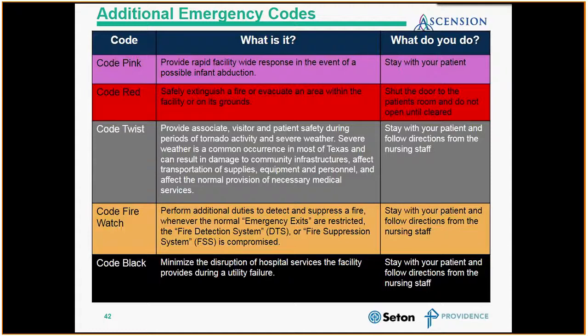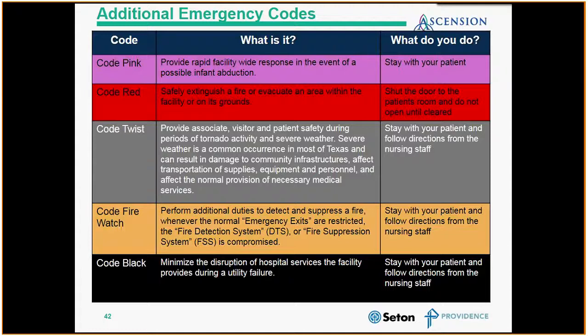A code red is a fire or a possible fire within the facility or on its grounds. What you need to do in this case is shut the door to the patient's room and do not open until cleared. A code twister is a possible tornado. So with these patients, if this were to occur, you want to stay with your patient and follow directions from the nursing staff.